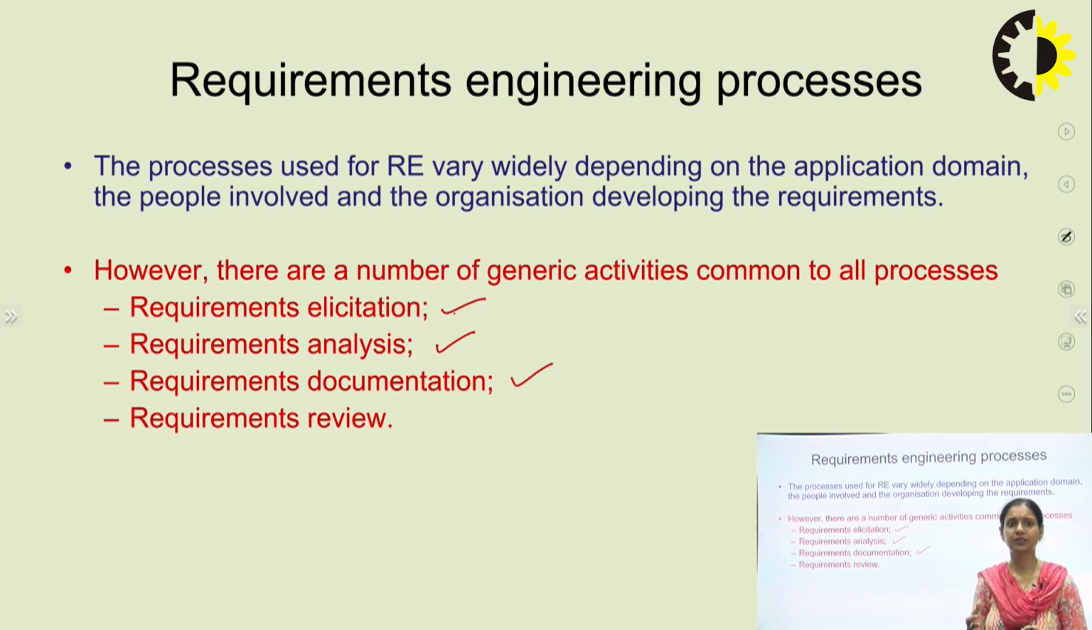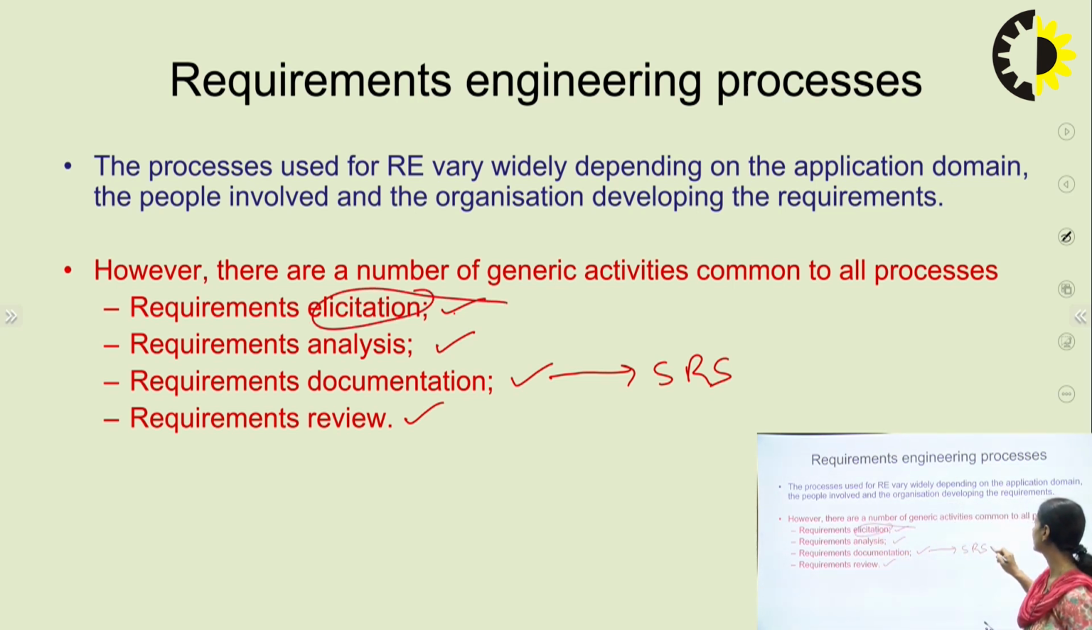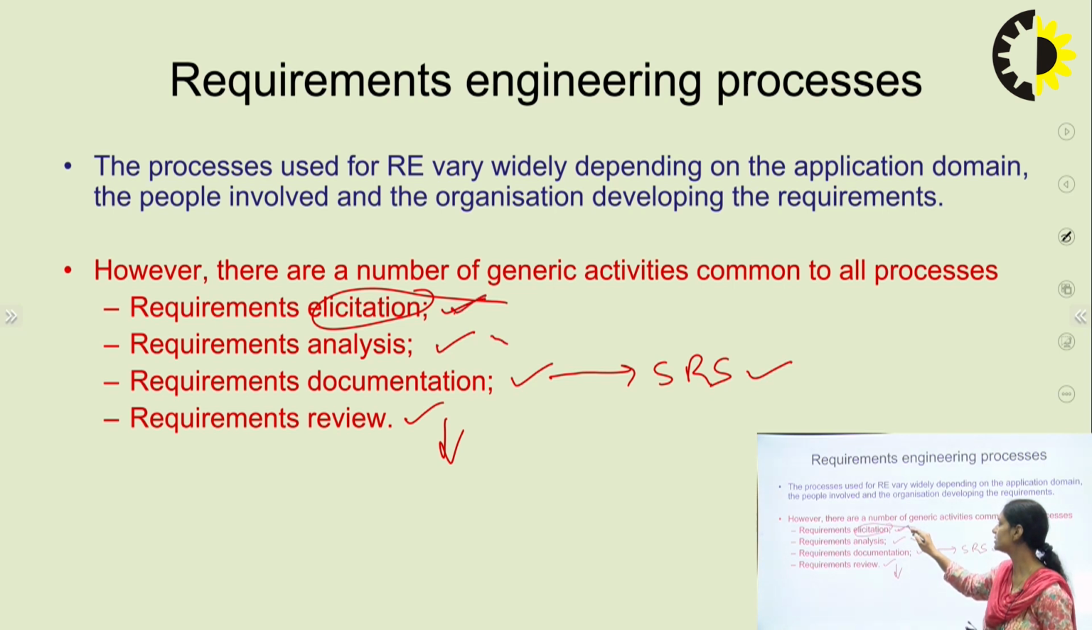There should be something for the documentation. Here the documentation comes in the form of the SRS. And the last one is the review, wherein we validate that whatever requirements the user has given are taken up in the SRS and will be taken up in the further phases. So these are the four main steps which start with elicitation, the gathering of requirements, and end with the review of all those requirements.